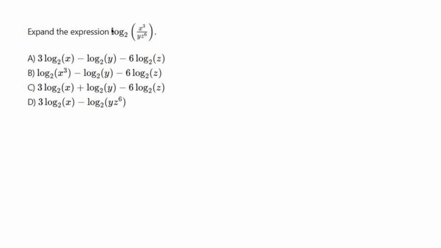Expand the expression log base 2 of x cubed over y z to the 6th power. Now we're working backwards. Rather than moving things into a single logarithm, we're ripping things apart. So what you really want to do is rip them apart from the division part first. Whenever you're dividing inside a log, it's because you subtracted the logs in the first place. So step number 1 is to say, all right, well, log base 2 of whatever the numerator is minus log base 2 of whatever the denominator is.